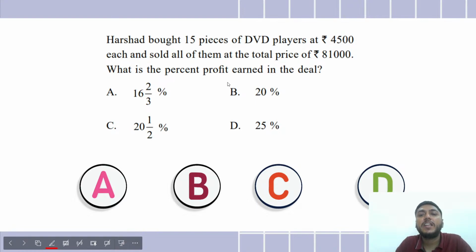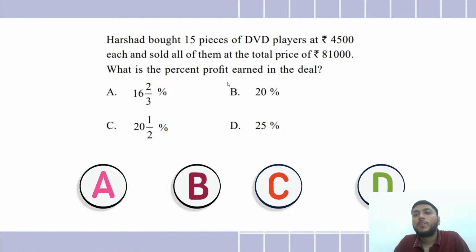Harshit bought 15 DVDs of rupees 4,500 each and sold all of them at the total price of 81,000. What is the percentage profit earned in the deal? See, this is a very easy question. You guys have to do it by yourself now. Just tell me the correct answer. What we have to do is calculate the cost of 15 DVDs overall. We have been given the cost of one DVD, calculate the cost of 15, and then we have the selling price of all.